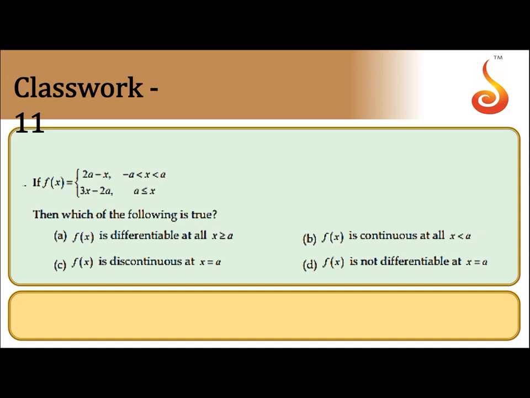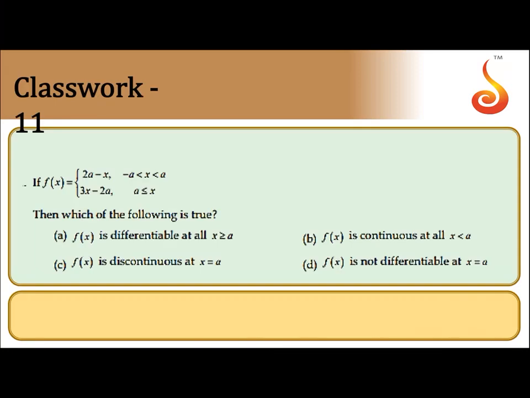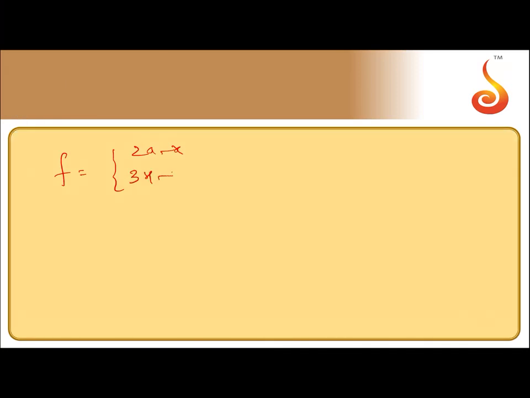Coming to the next one. f(x) equals 2a minus x for x less than a, and 3x minus 2a for x greater than a. It is differentiable for all values, and discontinuous at x equals a, etc. Let me check the derivative at the point x equals a.